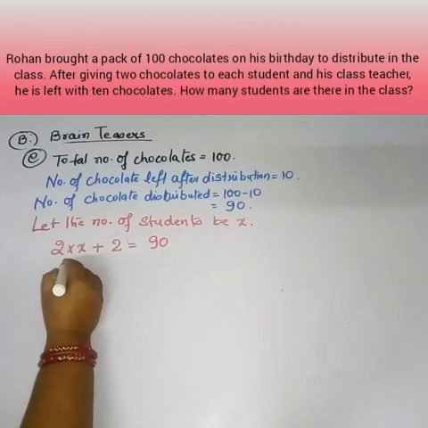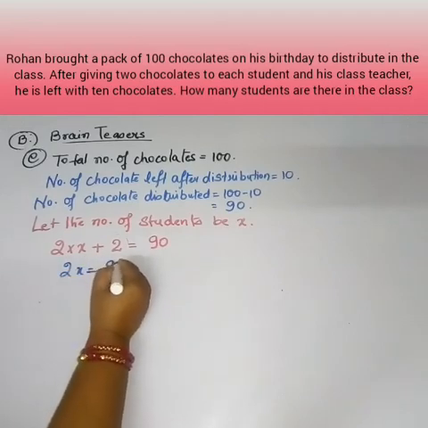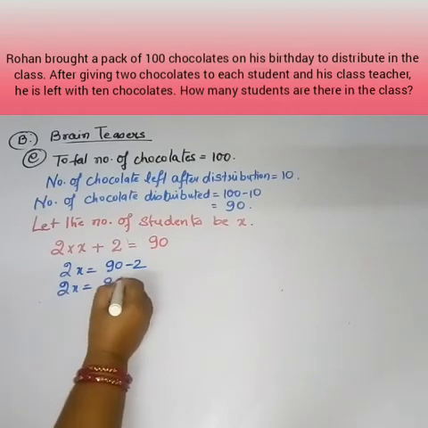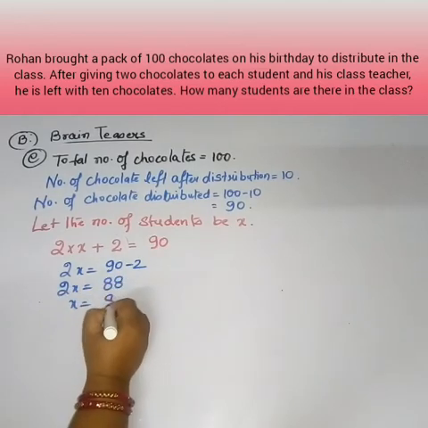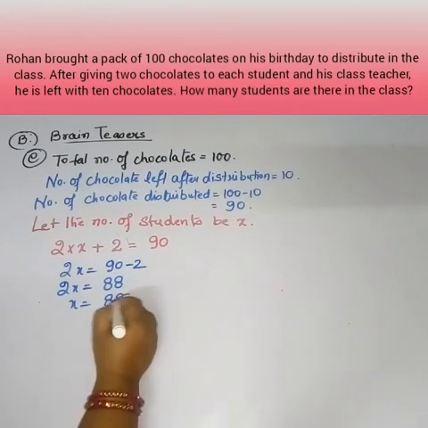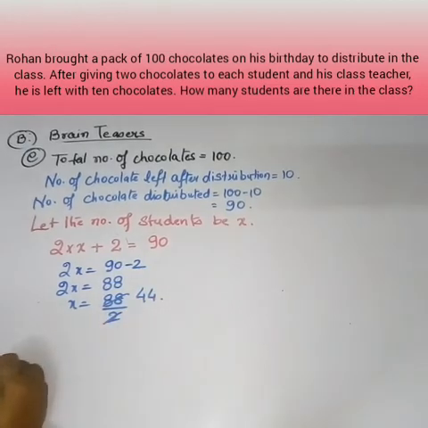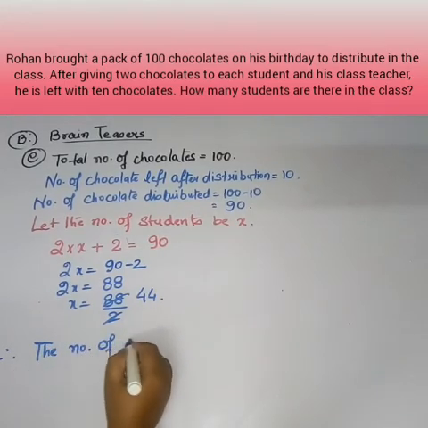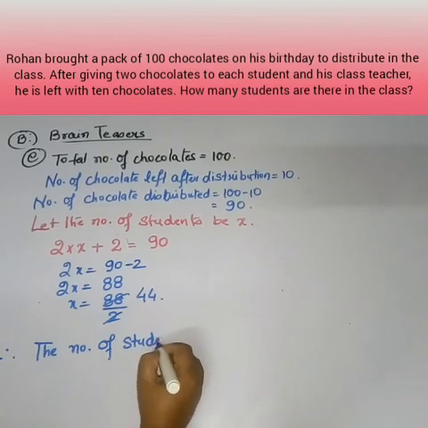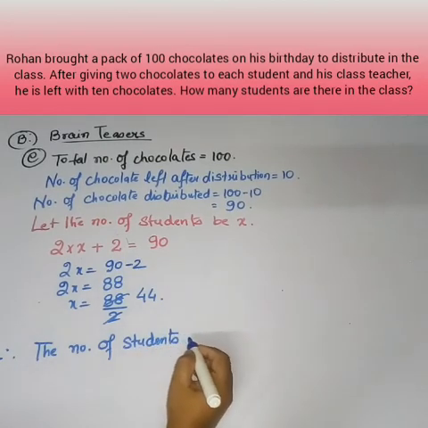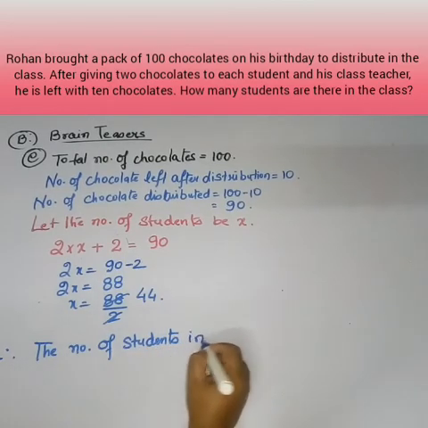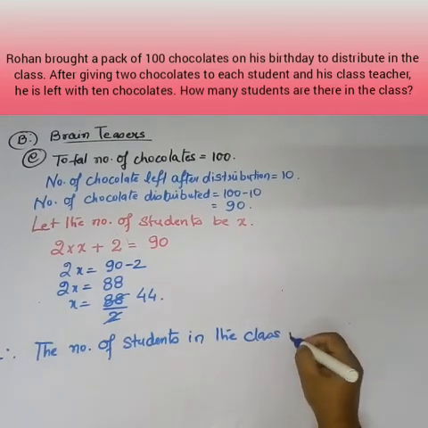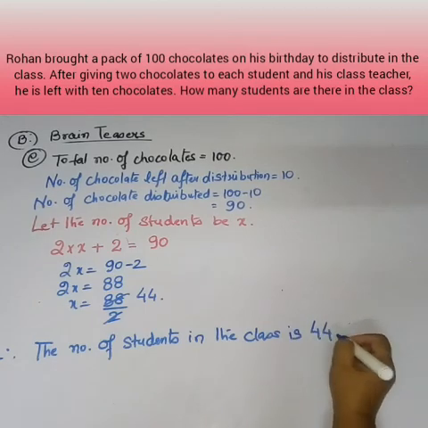So we'll get here 2x is equals to 90 minus 2. That means 2x is equals to 88. x is equals to 88 by 2. That is 44. Therefore, the number of students in his class is 44. That's it.